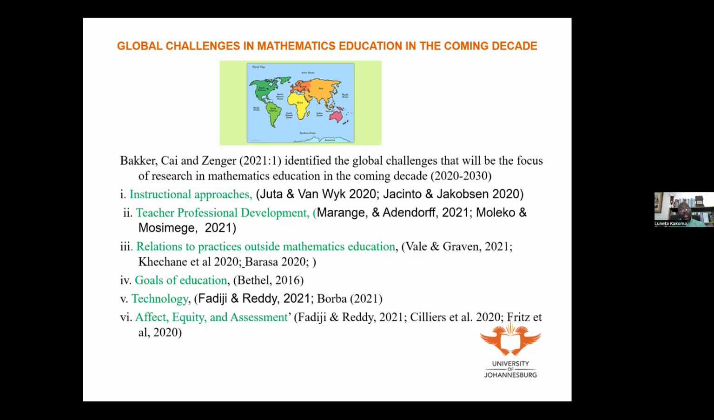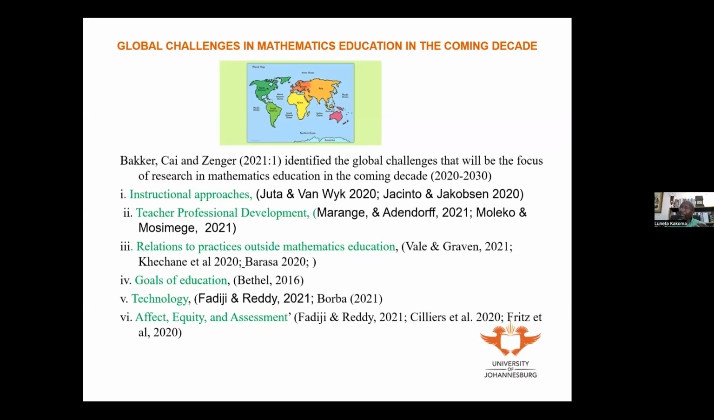Then research is going to hinge on professional development for mathematics teachers. It's also going to hinge on relations between the subject itself and the other subjects. How is mathematics related to the other subjects? There's going to be research that is going to hinge on that. And the goals of education in relation to mathematics. Technology will be one of the areas that will be researched a great deal in the coming decade.